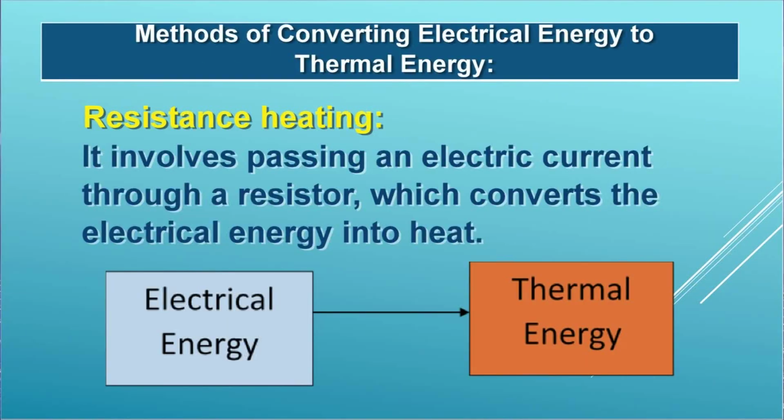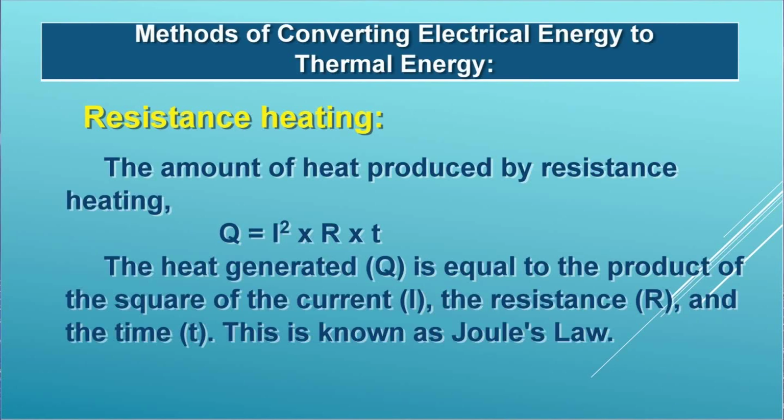Resistance heating. Resistance heating is the simplest and most common method of converting electrical energy to thermal energy. It involves passing an electric current through a resistor, which converts electrical energy into heat. The amount of heat produced by resistance heating can be calculated using this formula, Q = I²RT, which states that the heat generated is equal to the product of the square of the current, the resistance, and the time. This is known as Joule's law. The higher the resistance and current, the more heat is produced.